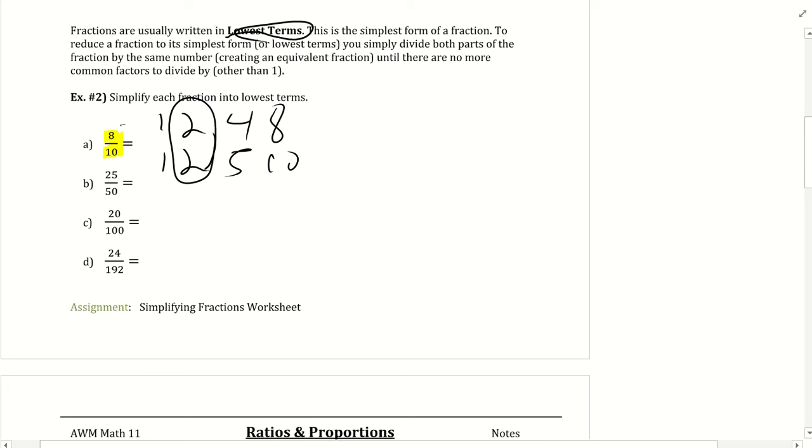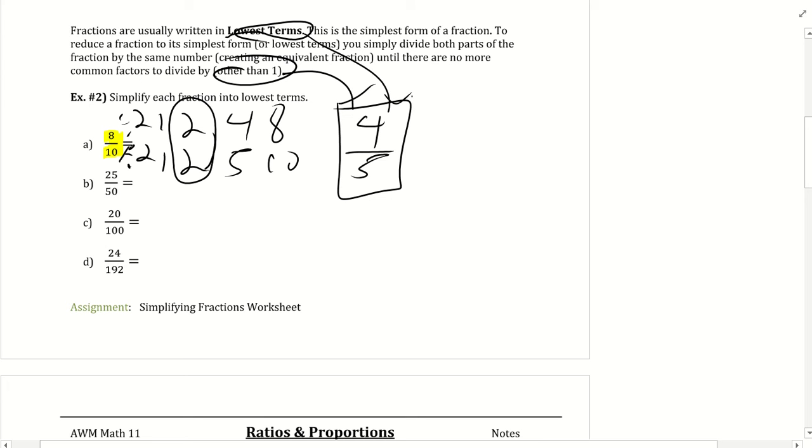So when we take 8 and divide that by 2, we get 4. And we take 10 and divide that by 2, and we get 5. There are no other factors of 4 and 5 that we could divide by other than 1. So this would be the lowest term. That means that 8 over 10 is equivalent to 4 over 5. I'd like you to try the rest and do the simplifying fractions worksheet.